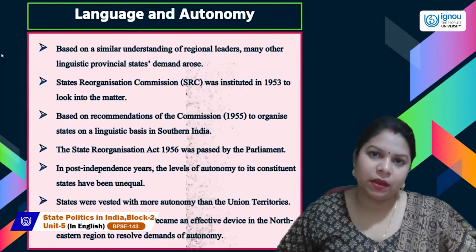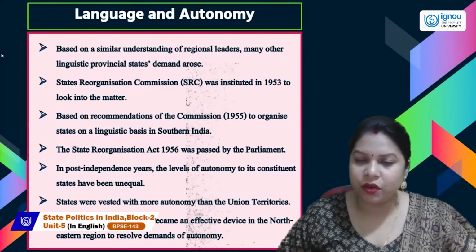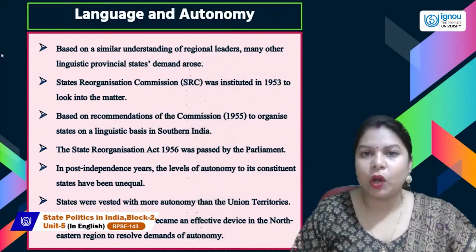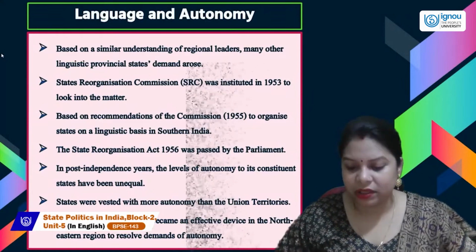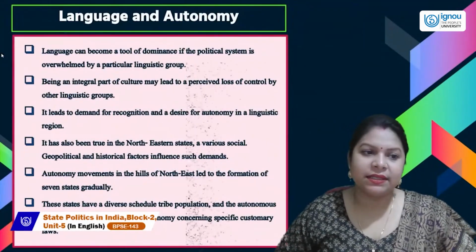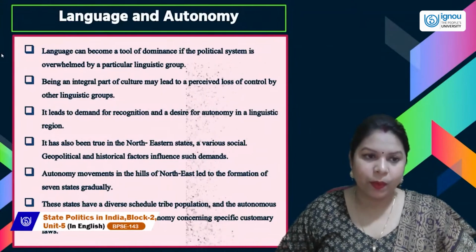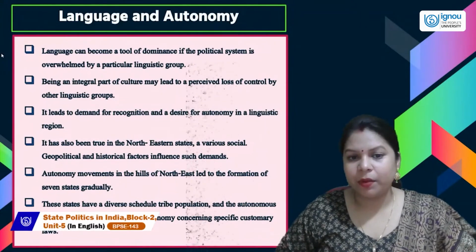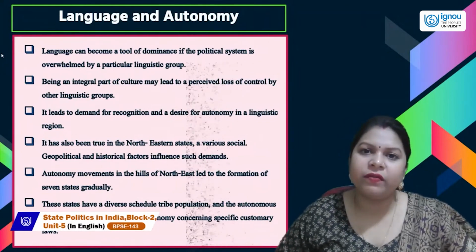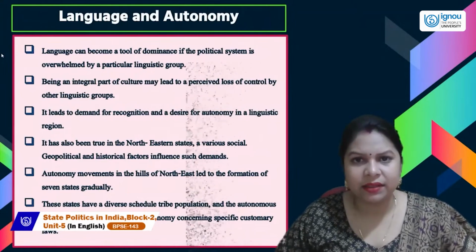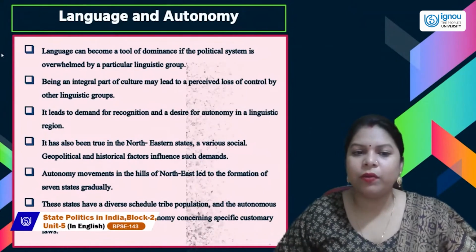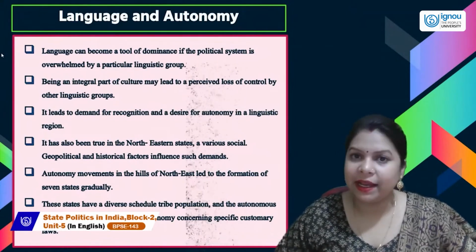So, the northeastern regions were given the status of union territories, and this was done to resolve the demands for autonomy that were coming from the northeastern regions. Language becomes a tool of dominance if the political system is overwhelmed by a particular linguistic group. Being an integral part of culture, it may lead to a perceived loss of control by other linguistic groups. So, the fear of these northeastern states and many other states was that because of the diversity of languages, their own linguistic groups or their own culture could be diluted.